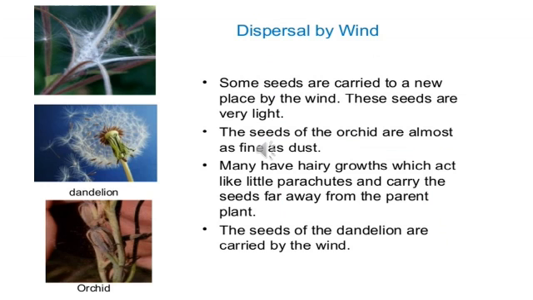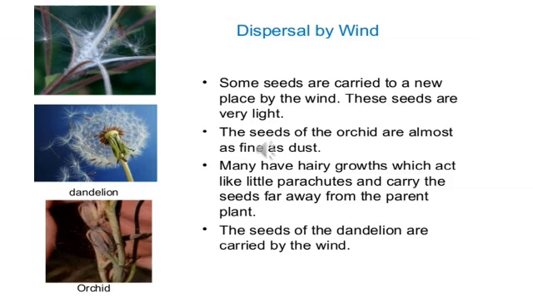So, dispersal by wind. What are the characteristics of the seeds which are dispersed by wind? Some of the seeds which are carried by wind are very light in weight. The seeds of the orchid are almost as fine as dust. They are as small as a dust particle. Many have hairy growths which act like parachutes and carry the seed far away from the parent plant. The first characteristic is lightweight, and the second is the hairy growths which act as a parachute.